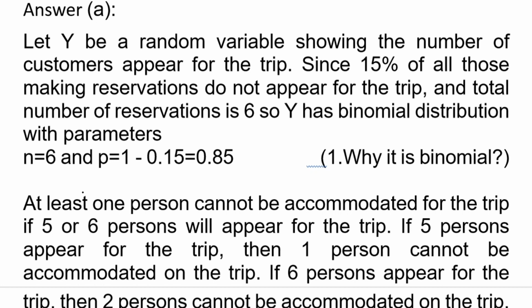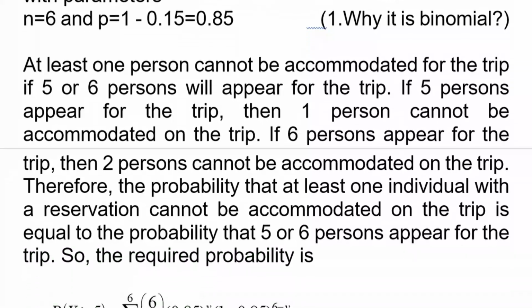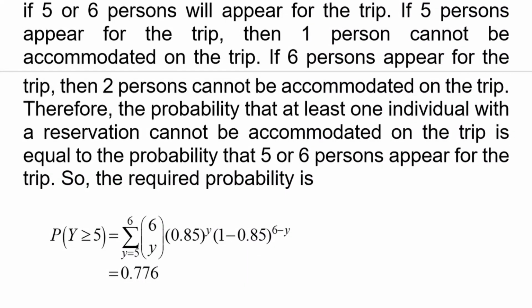Now, since we need to find the probability that at least one person cannot be accommodated for the trip, this will happen when the number of customers who appear for the trip is more than 4. That is, if 5 persons or 6 persons out of 6 reservations appear for the trip. So we need to find the probability that out of 6 reservations, 5 or 6 persons appear for the trip. That is, Y must be greater than or equal to 5. In that case, at least one person will not be accommodated on the trip, right?